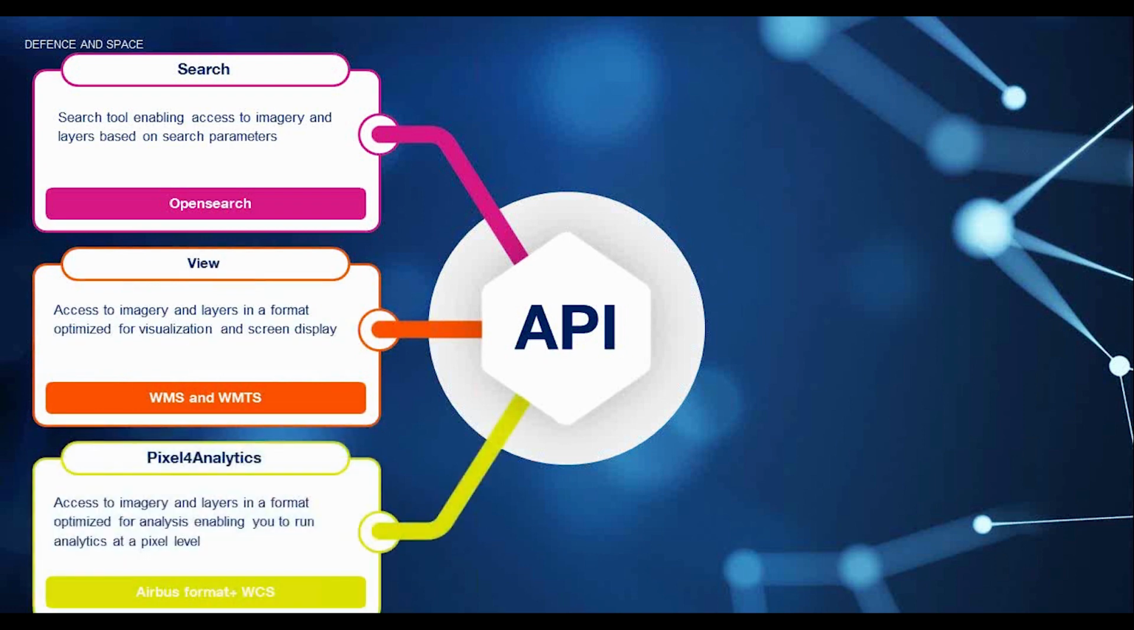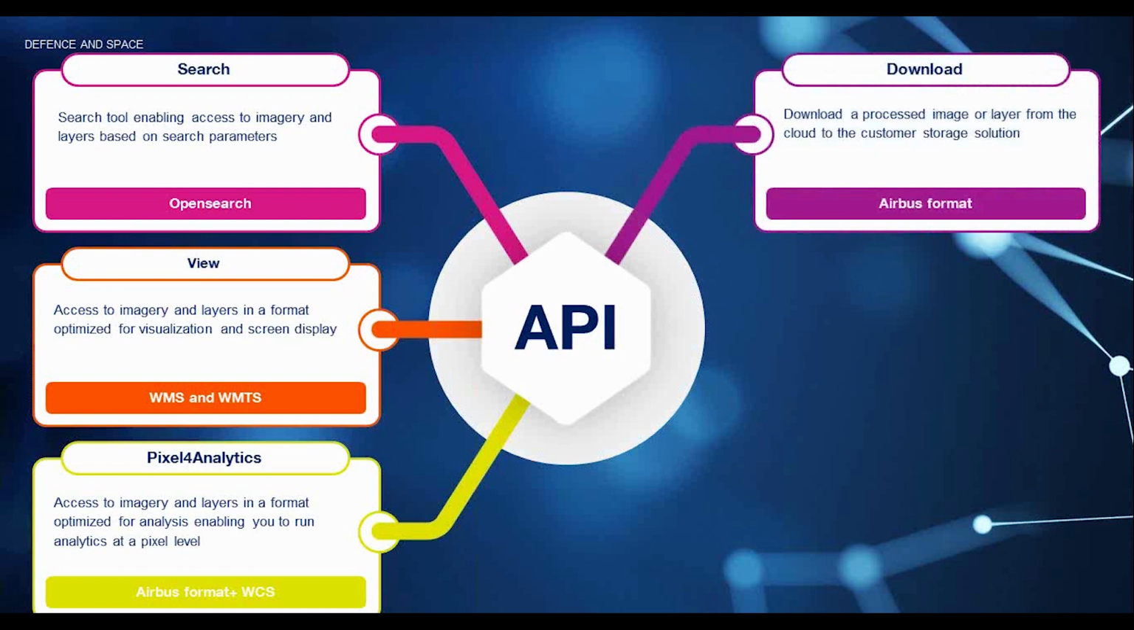The Pixel for Analytics API enables you to access imagery at a pixel level. This is a streaming API designed by Airbus to allow for an access to all images available in Live Imagery in a format optimized for analytics and with flexible access options. You can choose the band, the pixel, and different formats.